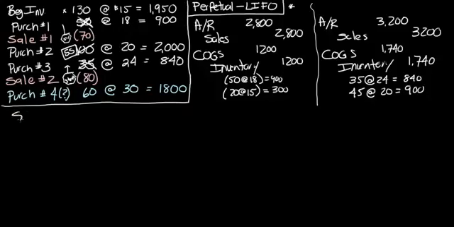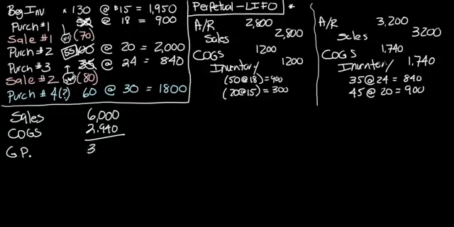So let me do my income statement. Again, sales. I'm selling 150 units at $40 a piece. That's $6,000. In this case, I have my cost of goods sold of $2,940. And my gross profit then is $3,060.